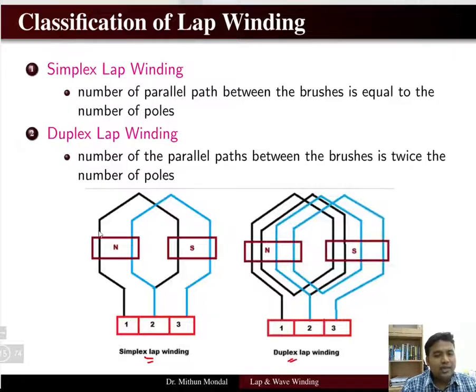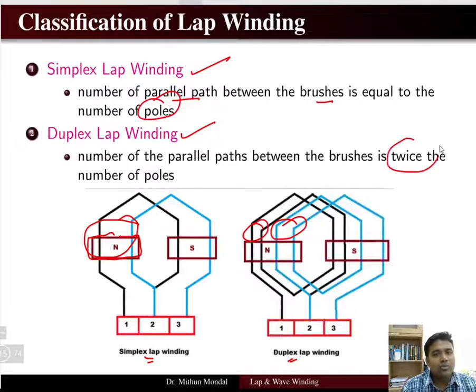You can see that under one pole in the simplex winding, you have two conductors. Under the duplex lap winding, you can see that there are two sets of conductors under the influence of one particular pole. So that is the difference between simplex lap winding and duplex lap winding. Here the parallel path between the brushes is equal to the number of poles. Here the number of parallel paths is twice, so you can see that it is twice this. So it is a simplex lap winding, and a duplex lap winding.